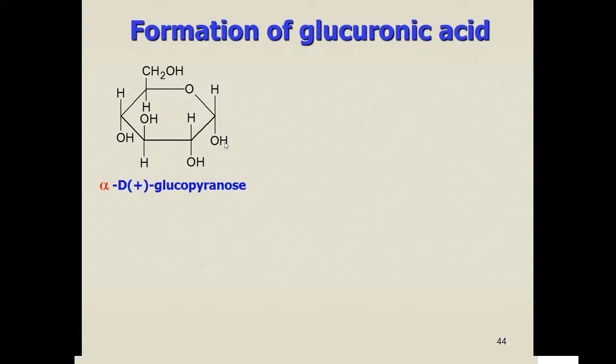So the first step, if you need to describe formation of uronic acids, I took glucose as the initial sugar, so we will produce glucuronic acid, uronic being a familiar word. So we will produce alpha glucuronic acid. I took alpha D plus glucopyranose, and I need to protect this OH group, the first OH group, from oxidation.